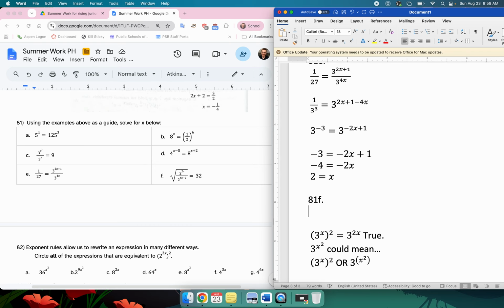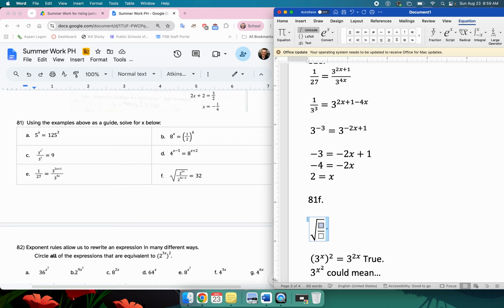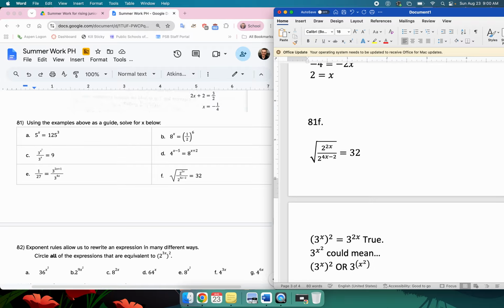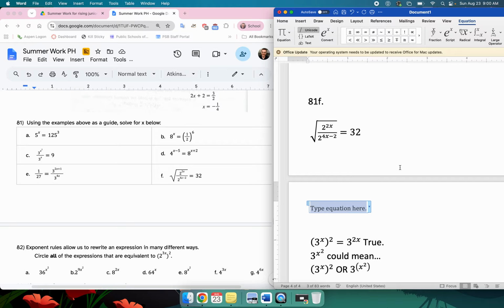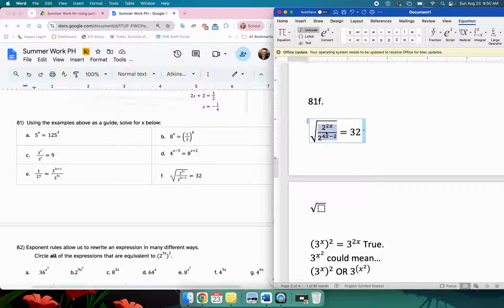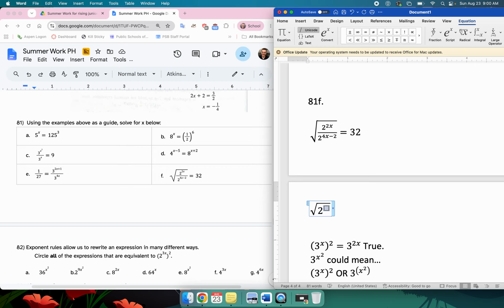81F. Square root of 2 to the 2x over 2 to the power of 4x minus 2 equals 32. Okay. So I would say that everything here is a power of 2, so we're going to try and utilize that. First of all, I can tell you right away, people are going to make a certain mistake. Here, you have 2 to the power of one thing divided by 2 to the power of something else. So you can write that's 2 to the power of the first thing, 2x, minus the second thing, 4x minus 2. I'm just going to subtract the exponents.